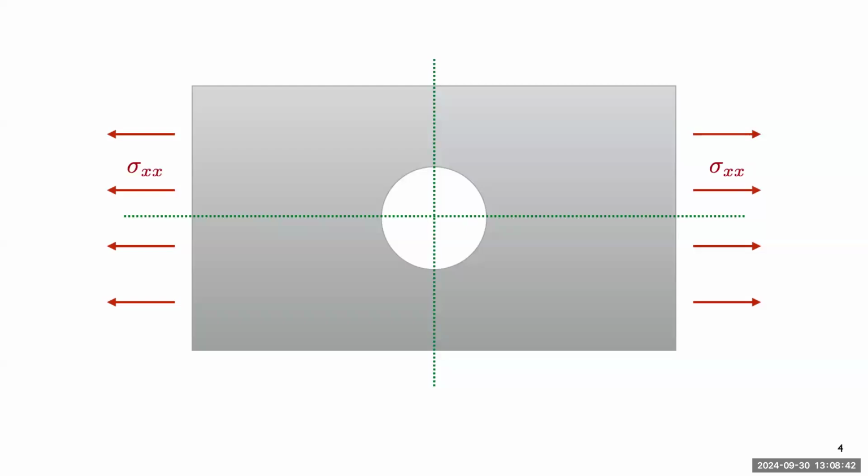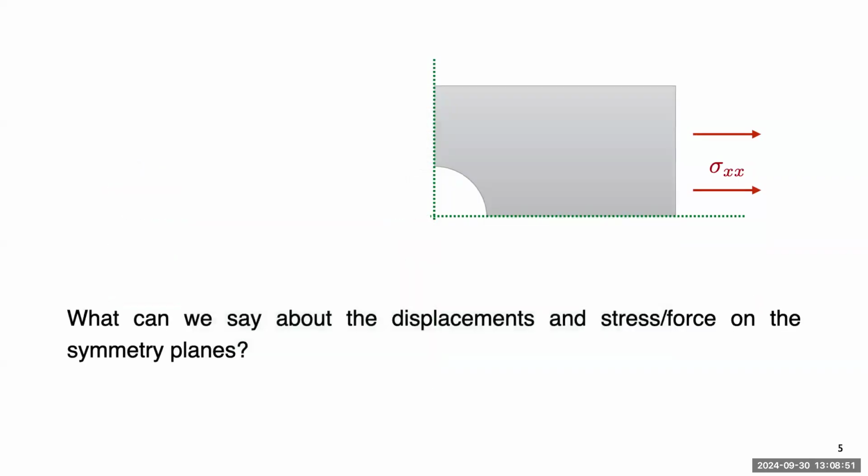But that's also assuming that the material is symmetric, that it's not like a carbon fiber composite with fibers in some direction. So let's assume an isotropic material. So what can we say about the displacements and stress and forces on the symmetry plane? So when we want to model using these symmetry conditions in software like Abaqus and Fluent, what is it actually doing? So it's not actually doubling your model or tripling it and solving it.